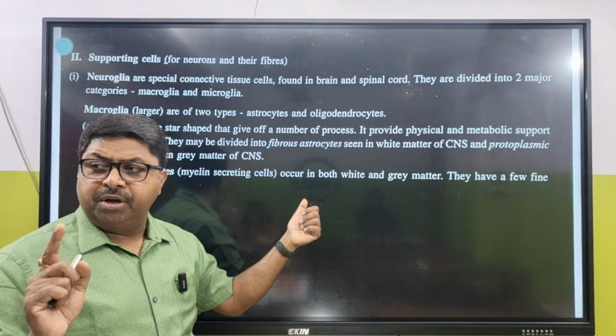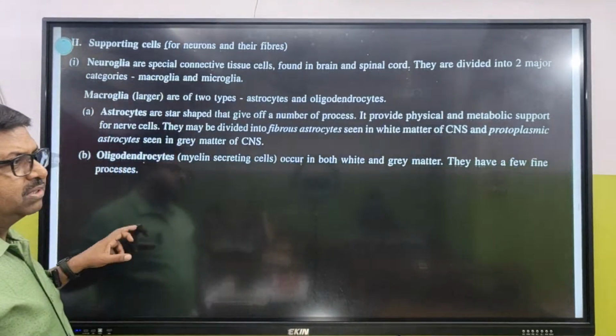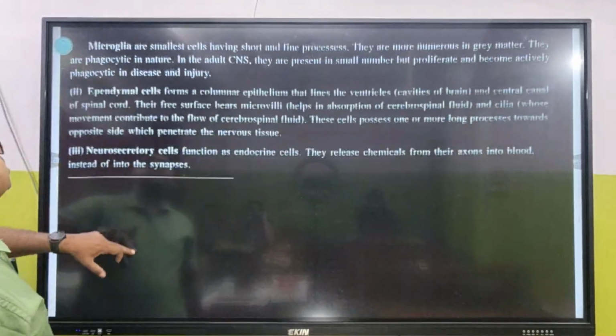Very, very important. Oligodendrocytes, they are myelin-secreting cells, occur in both white and gray matter. They have a few fine processes. That's all about nerve. Just check it out.